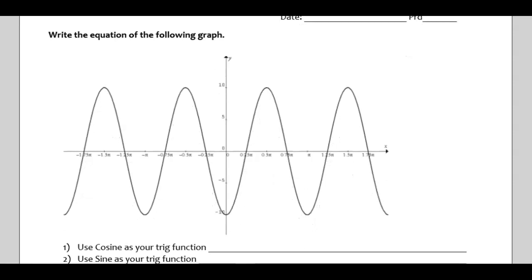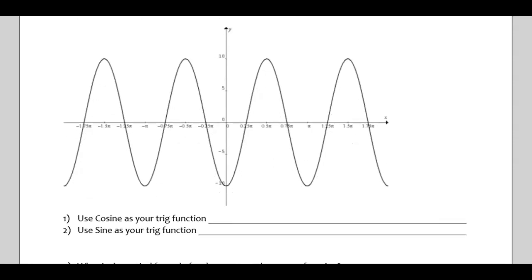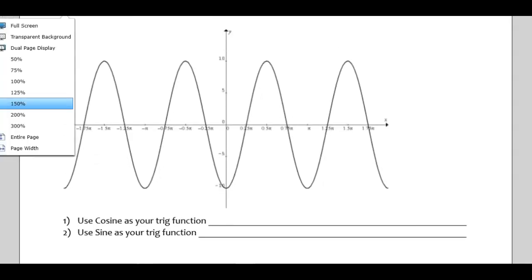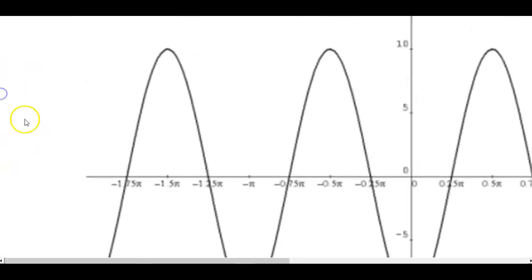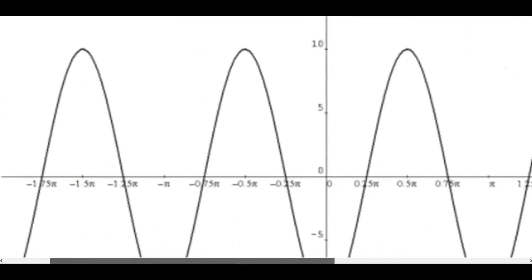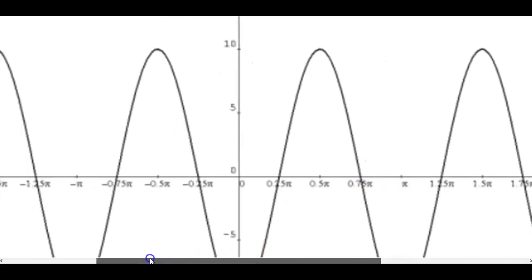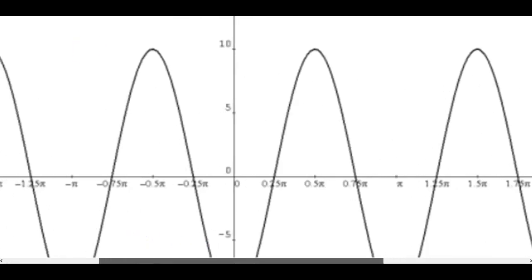Alright, here we go. Number one, write the equation of the following graph. So we have this graph here. I'm going to make it bigger real quick so you can see where I'm about to pull these numbers from. The thing I want you to notice is this graph is written in fourths. See, it's 0.25, 0.5, so it's 1/4, 2/4, which is a half, 3/4, 75%, 4/4, which is pi. So the graph is definitely written in fourths, just decimals instead of fractions.